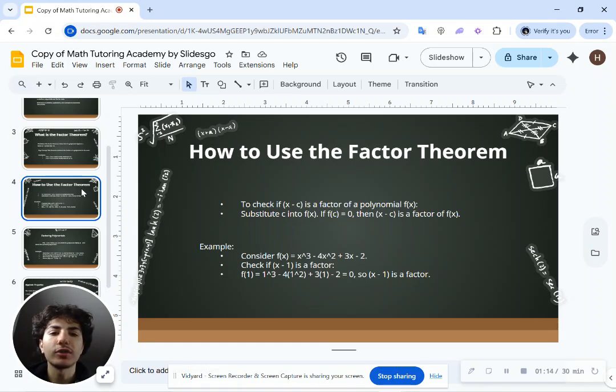Consider f(x) equals x to the power of 3 minus 4x to the power of 2 plus 3x minus 2. Check if x minus 1 is a factor. So we're going to substitute x equals 1. f(1) equals 1 to the power of 3 minus 4 times 1 to the power of 2 plus 3 times 1 minus 2, which equals 0. So x minus 1 is a factor because we solved out the equation, and at the end of the day, it equals 0.